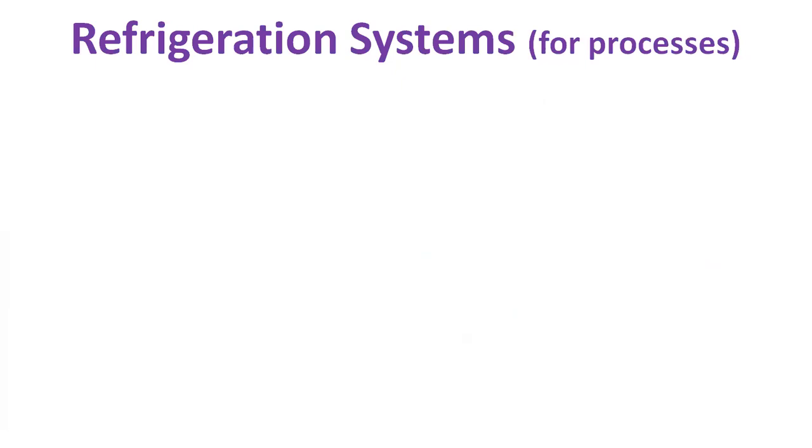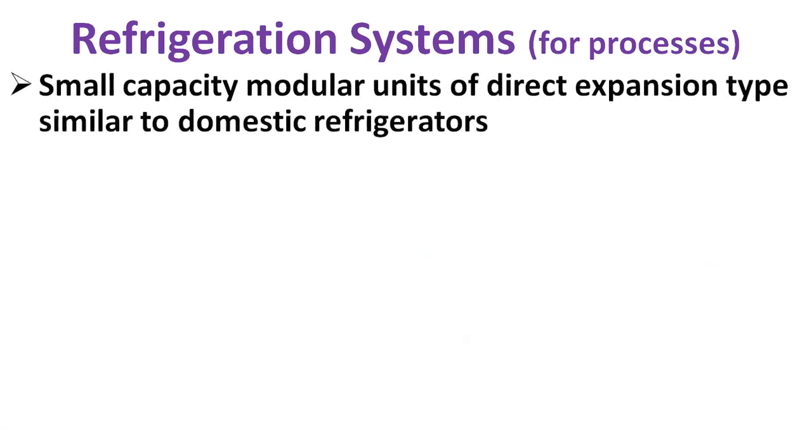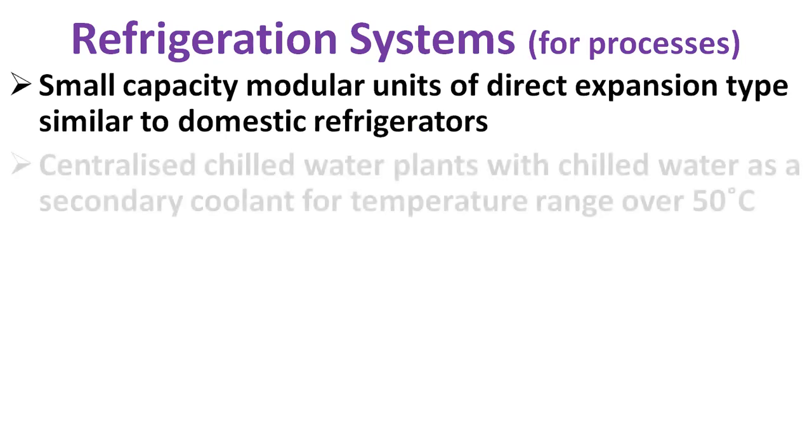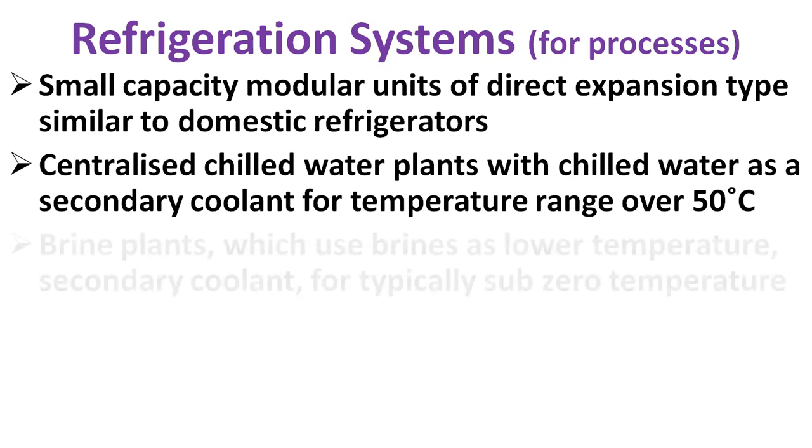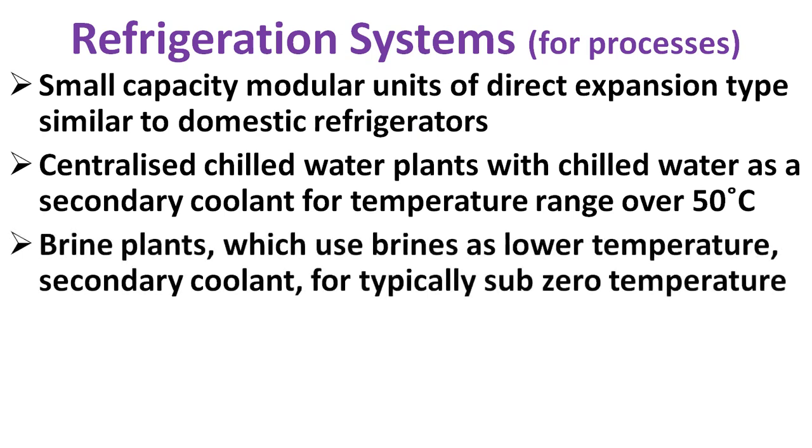Depending on applications, there are several options and combinations available for use. As we see, air conditioning, split air conditioners, and fan coil units in a large system. Let's understand the refrigeration system. Small capacity modular units of direct expansion type are similar to domestic refrigerators. Centralized chilled water plants use chilled water as a secondary coolant, typically for temperature ranges down to 5 degrees centigrade. They can also be used for ice bank formation.